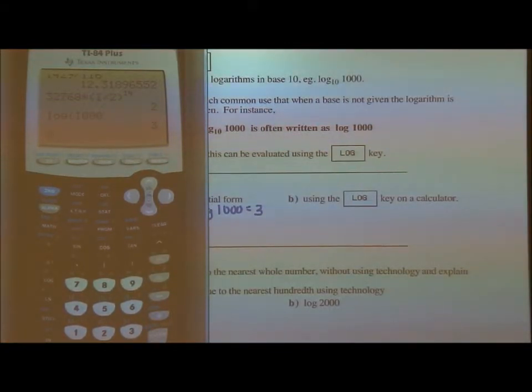So your calculator is a bit different, Jessica, because with yours you can actually put in the base. So that will be a feature that we will have to turn off for your diploma, because you're not allowed to have that part. Okay?